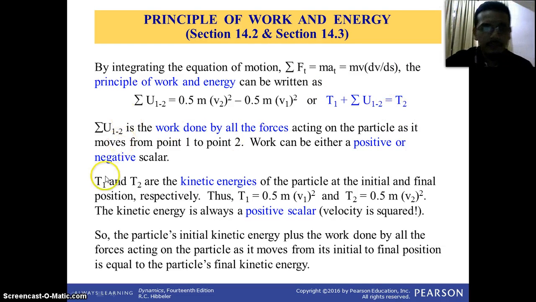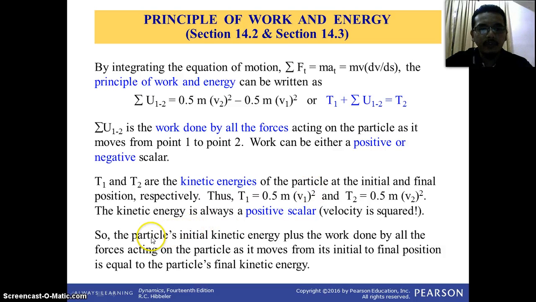The total work U12 is the work done by all forces acting on the particle as it moves from point 1 to point 2. Work can be either positive or negative, so you need to understand that. T1 and T2 are the kinetic energy of the particle at the initial and final position respectively. Thus T1 is equal to half m v1 squared, and T2 is half m v2 squared. Kinetic energy is always a positive scalar because of the velocity squared.